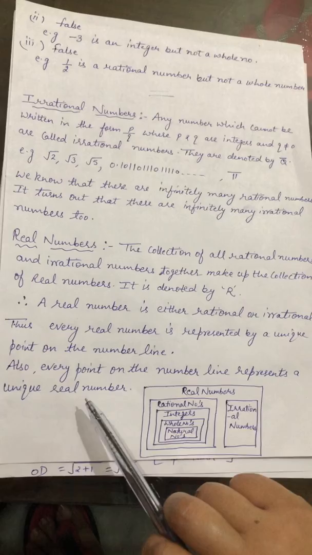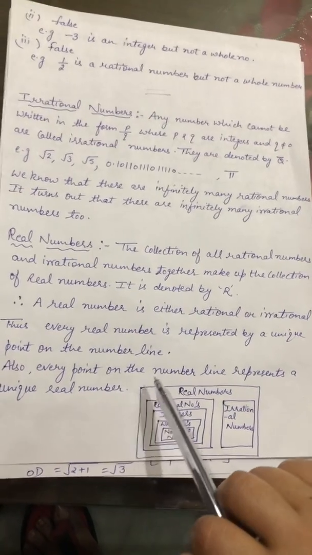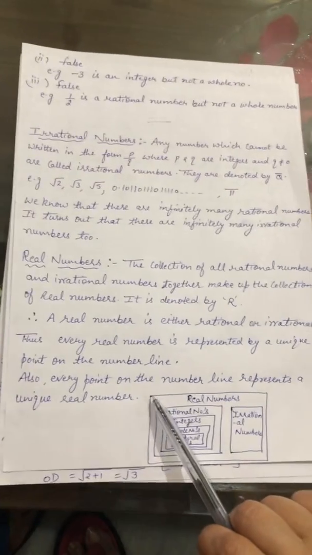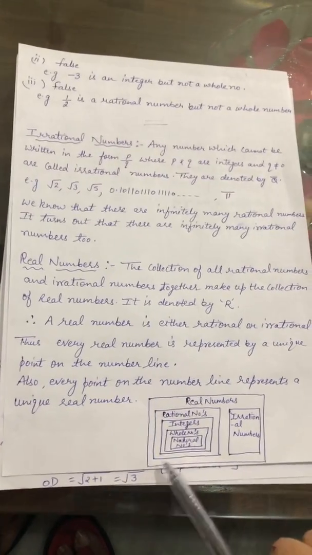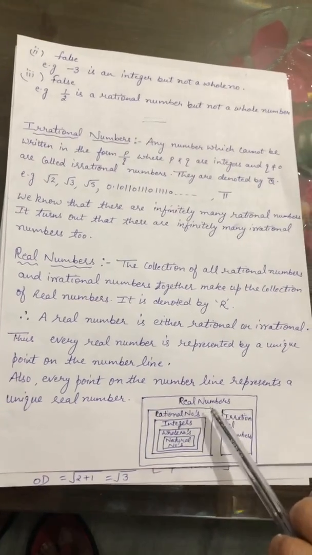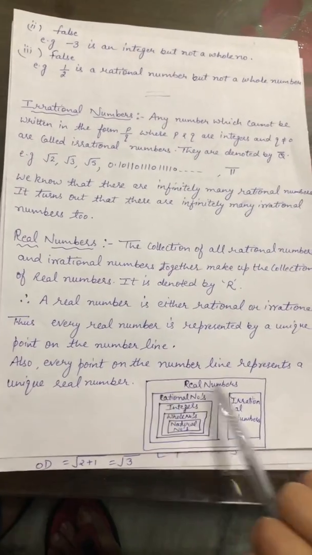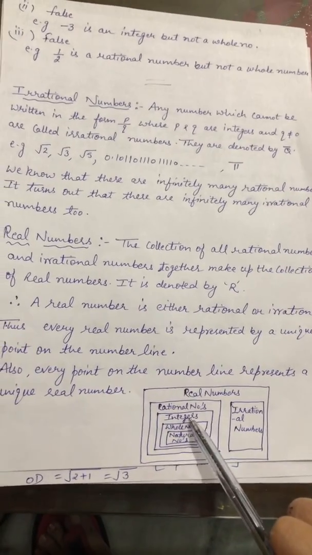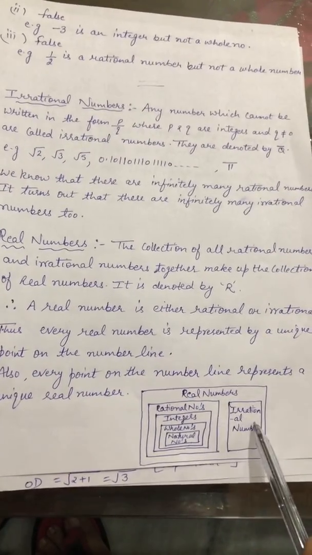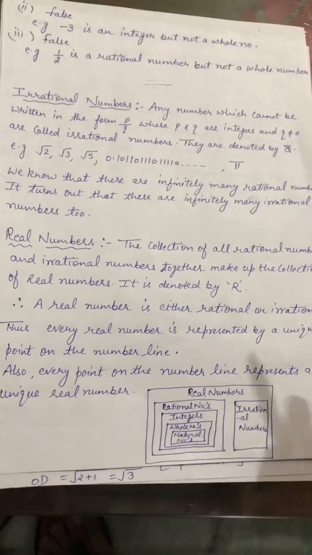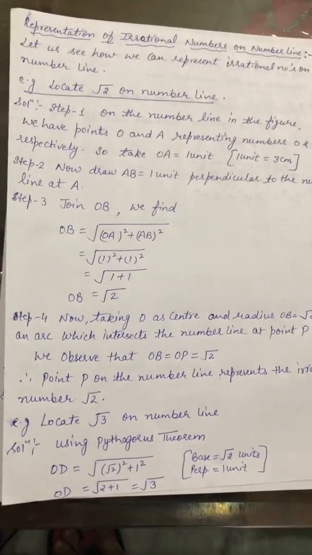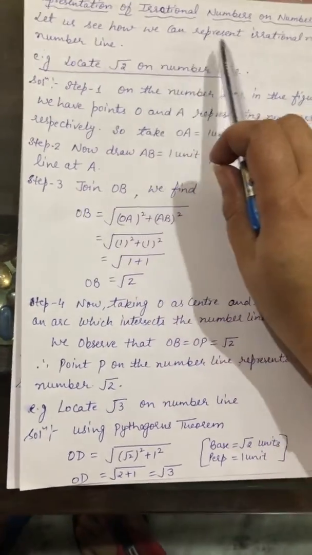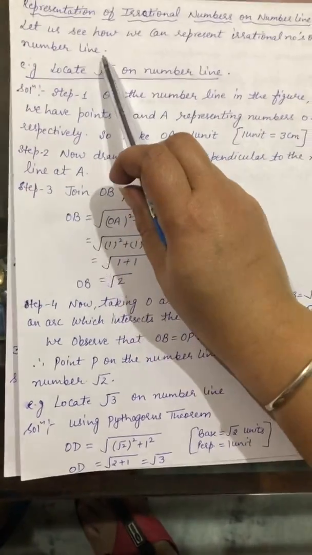For example, 2 is a real number, so we can represent it on the number line. We can understand it better with the help of this diagram. This diagram consists of real numbers. The main thing is real numbers, and real numbers consist of natural numbers, whole numbers, integers, rational numbers, as well as irrational numbers. So now come to the representation of irrational numbers on the number line. Let us see how we can represent irrational numbers on the number line.